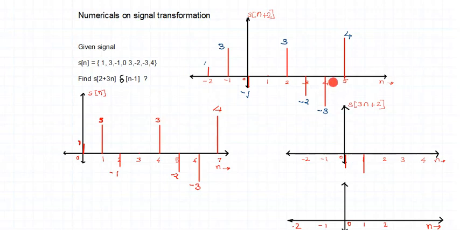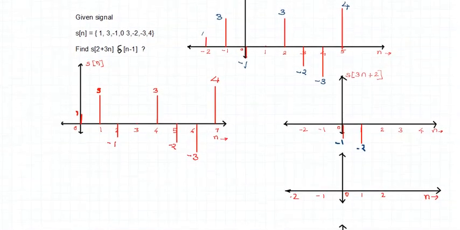Next, we'll move to the next sample, 4 by 3. It's a non-integer, discarded. 5 by 3, again it is non-integer, it is discarded. So after you have done the scaling, how many samples did you obtain? We obtained only 2 samples. Right? You can put the magnitude of the samples here. Here the sample magnitude was minus 1 and here the sample magnitude was minus 2. So these are the samples after we perform the scaling. All the remaining samples are lost as they appear at non-integer values.